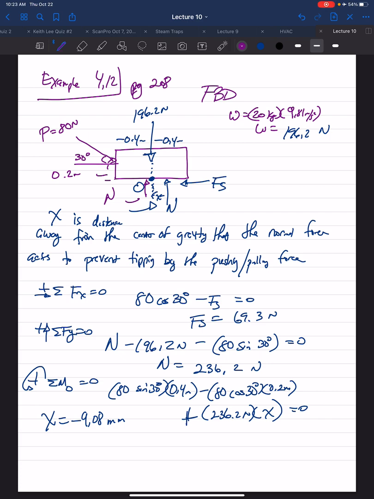Additionally, the maximum frictional force developed at the surface of contact is mu sub s times the normal force. Mu sub s was given as 0.3. Normal force we calculated 236.2 newtons. This comes out to be 70.9 newtons, which is greater than the frictional force we calculated of 69.3. Therefore, the pushing force is not enough to cause the crate to move.